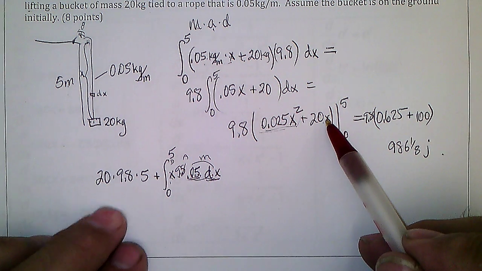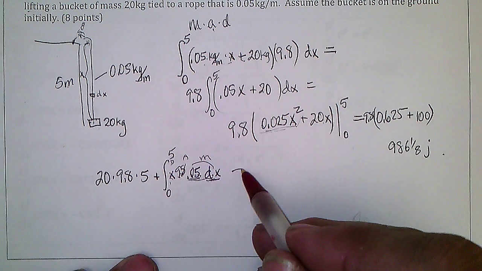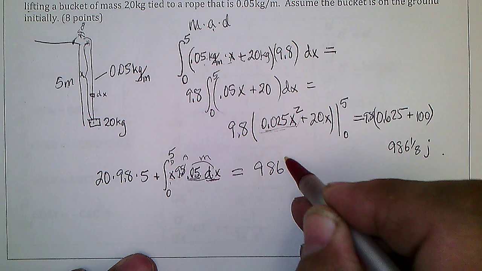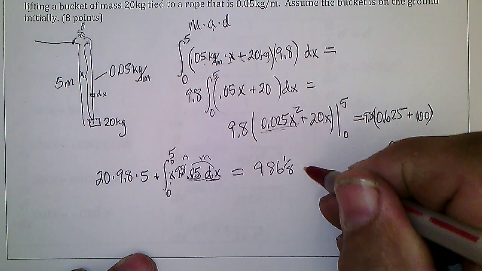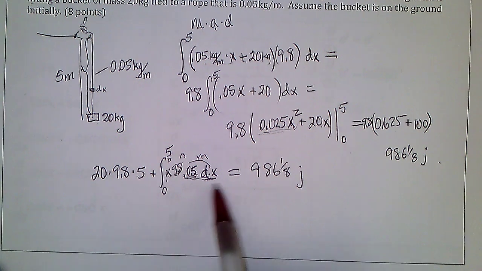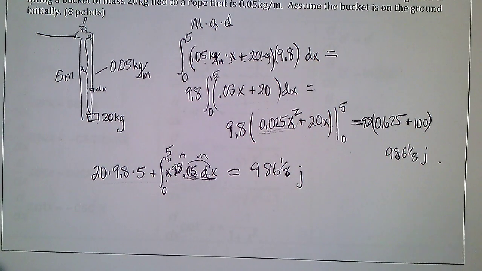And then we have the 25x there. So this will come out to be the same 986 and 1/8 joules. All the same pieces, just a different way of looking at it. Okay?